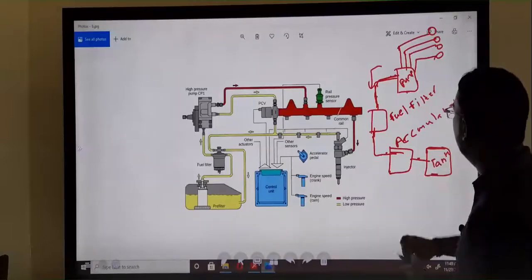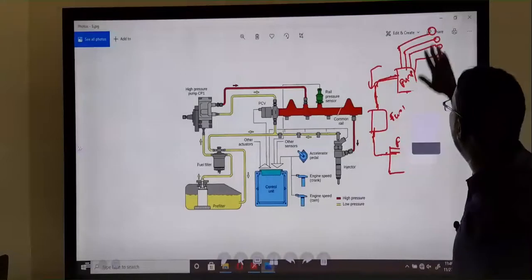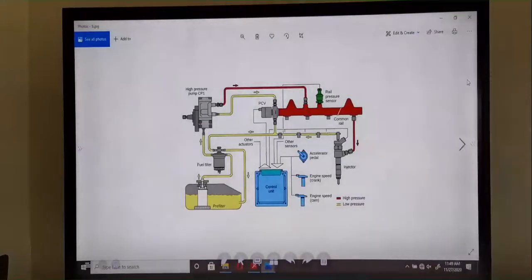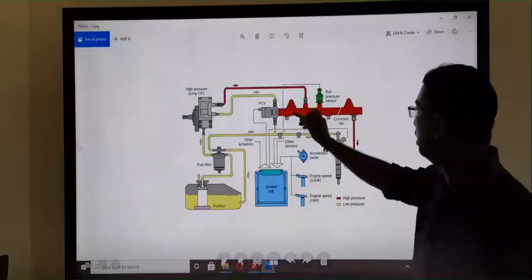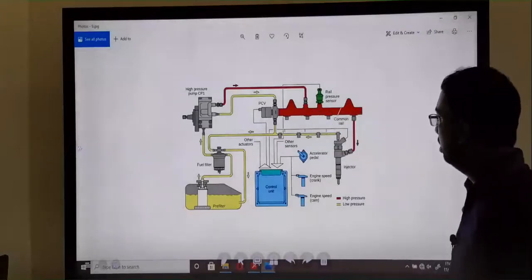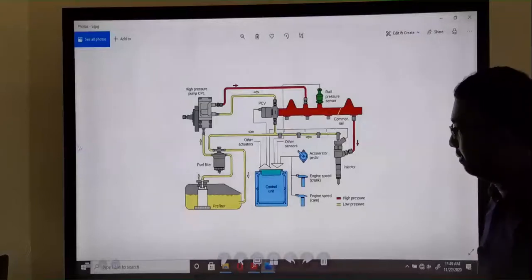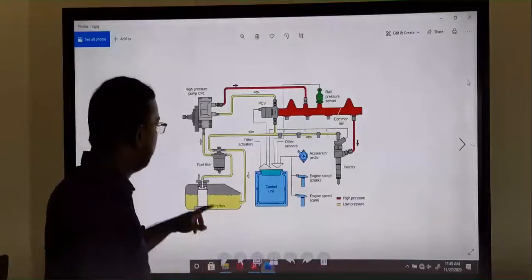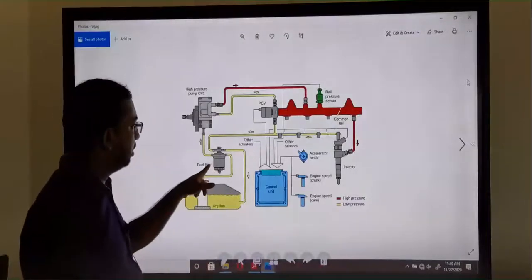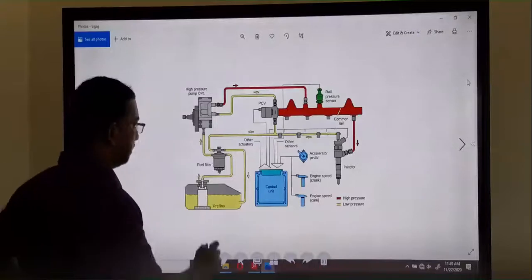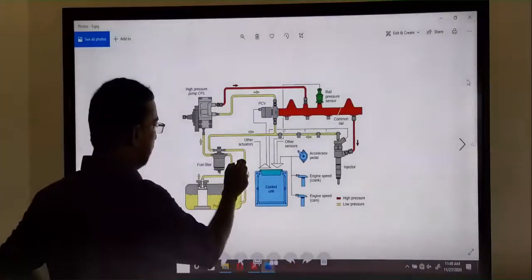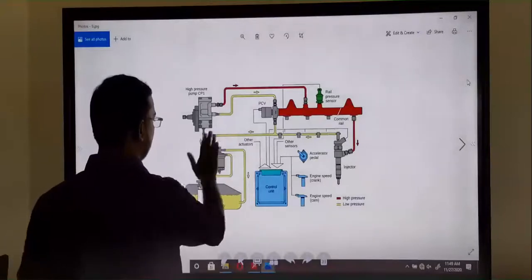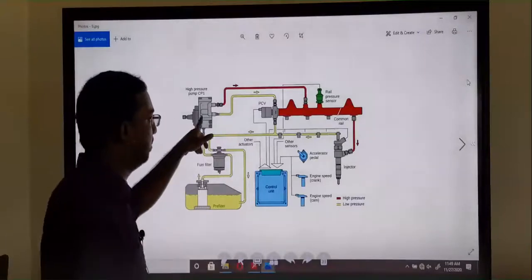So that is the same as here, but in a modern vehicle there is no need for this accumulator, because this type of diesel vehicle uses the common rail. This is called the common rail. We can see here the fuel tank and the fuel filter. The fuel comes through this filter and goes to the high pressure pump. Here they use the high pressure pump.